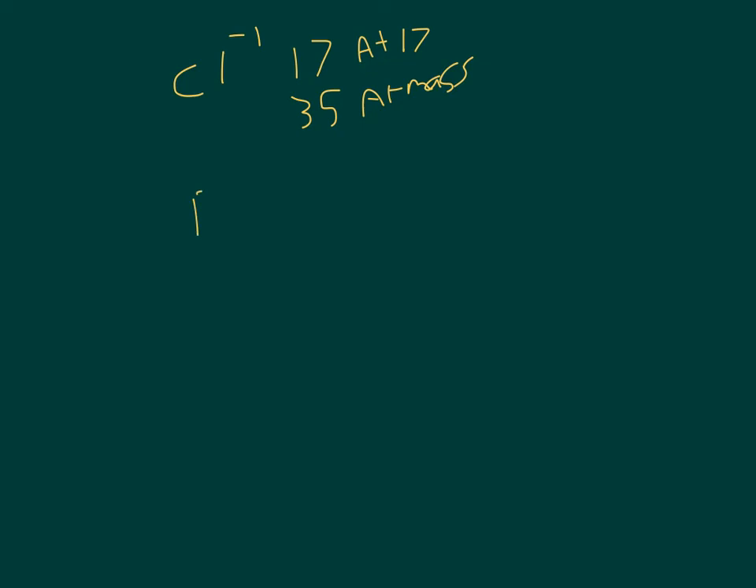Now let's try to figure out the number of protons, electrons, and neutrons. The protons, as we've always said, is always going to equal the atomic number. So it's going to be 17. The number of neutrons will be the mass, 35, minus the number of protons, 17. So if you were to do 35 minus 17, you'd end up with 18. So you'd have 18 neutrons. And now we just have to deal with the electrons.